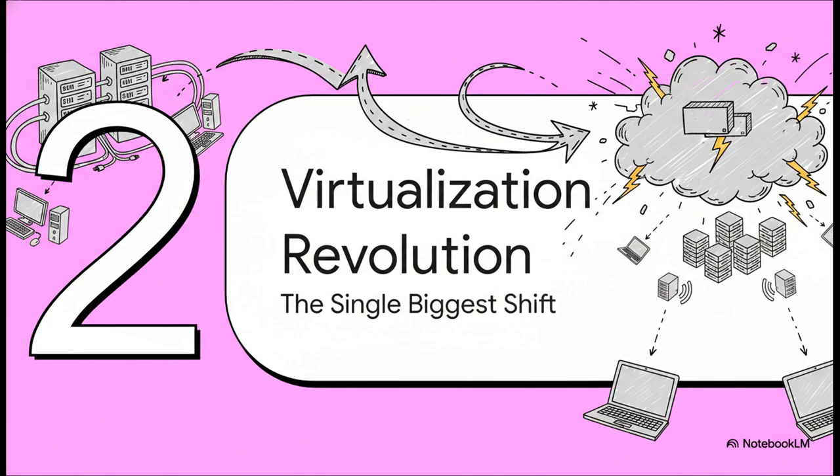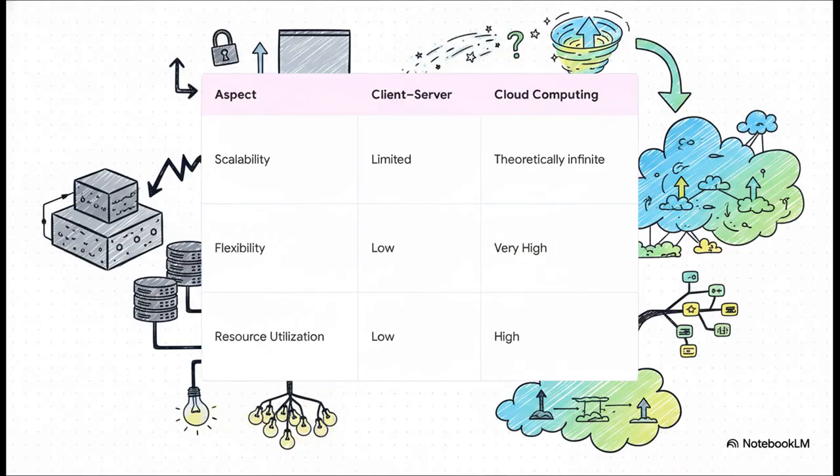And that change came in the form of a full-blown revolution. This was, without a doubt, the single biggest shift in computing that paved the way for the cloud as we know it today. Just look at the difference here. It's night and day. Scalability goes from being a massive headache to, well, practically infinite. Flexibility goes through the roof. In resource utilization, we go from incredibly wasteful to super efficient.